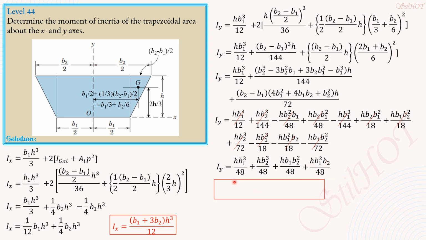So factoring out h over 48, then we'll have b1 cubed plus b2 plus b1 squared b2 plus b1 b2 squared plus b2 cubed, times quantity h over 48. So that's it for this problem. Because it is in terms of the symbols here, that's why the solution is lengthy, but if there are numerical values assigned, then the solution would have been short.